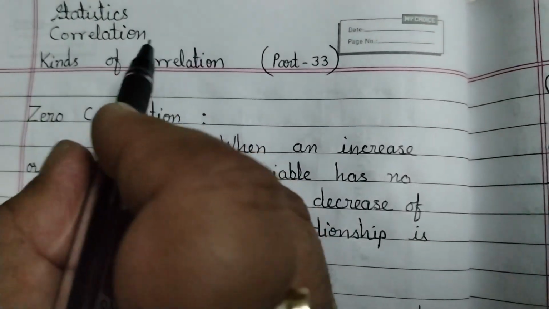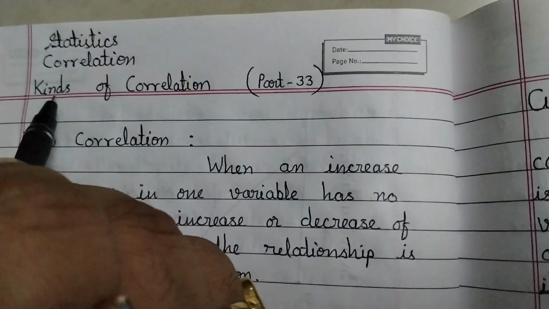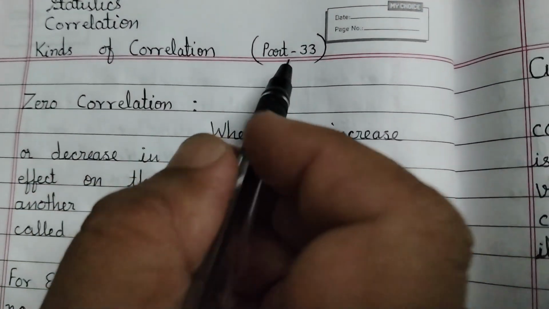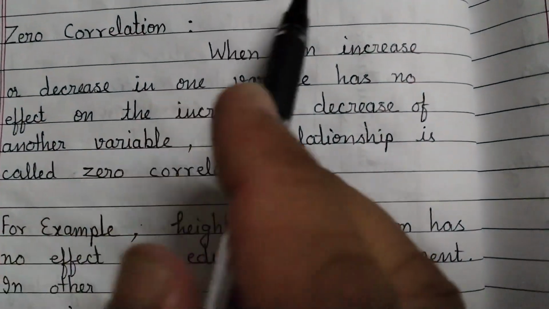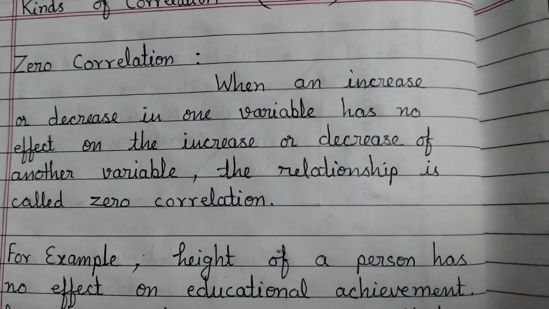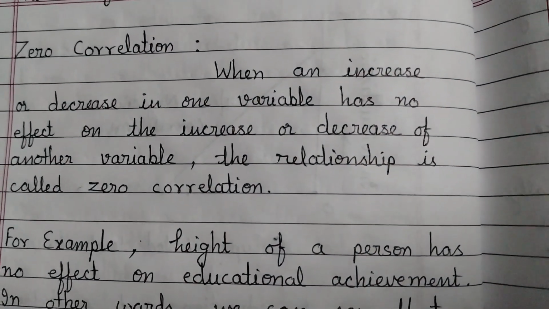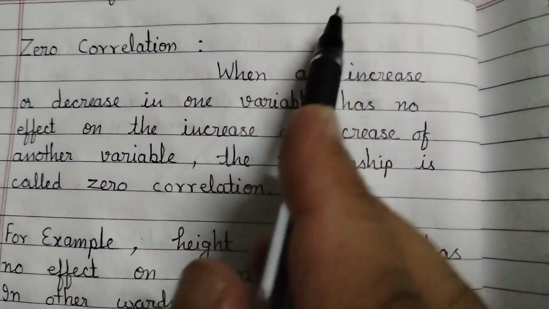Characteristics. The chapter name is correlation and the topic is kinds of correlation. This is part 33. In part 32, I discussed kinds of correlation, and the rest is in part 33.